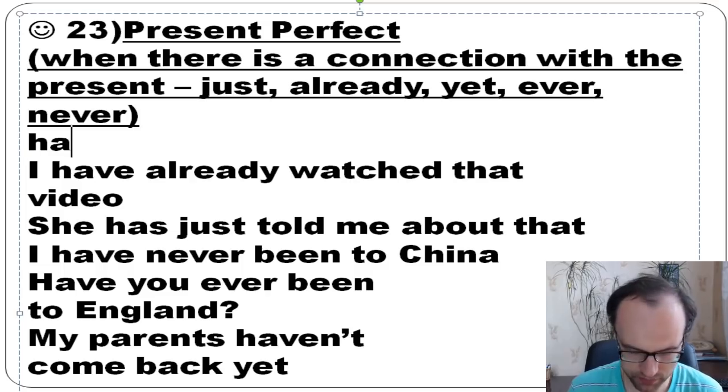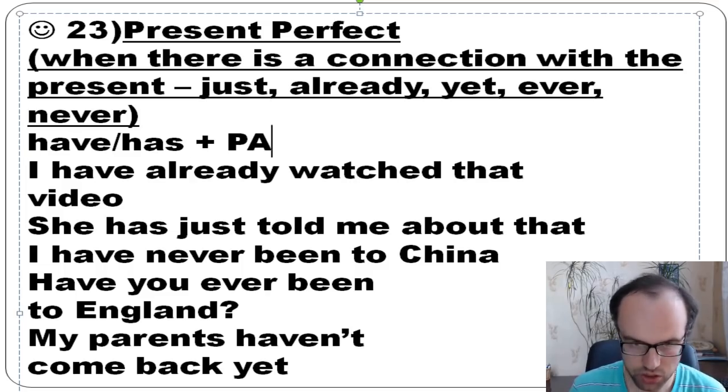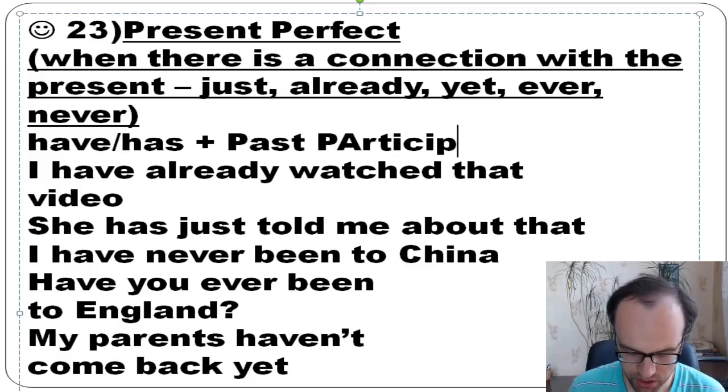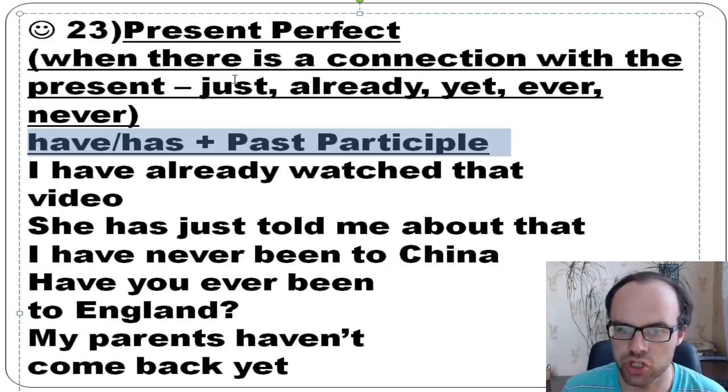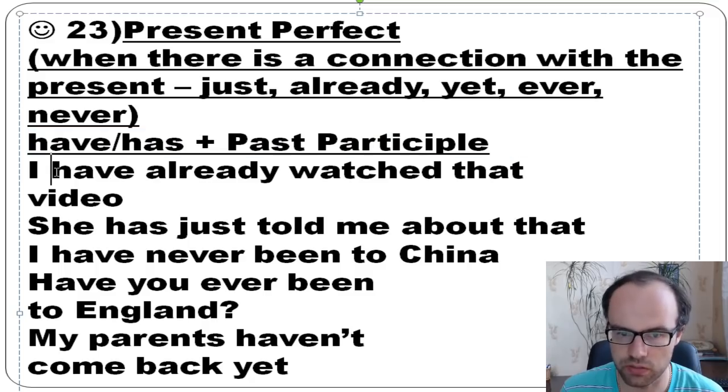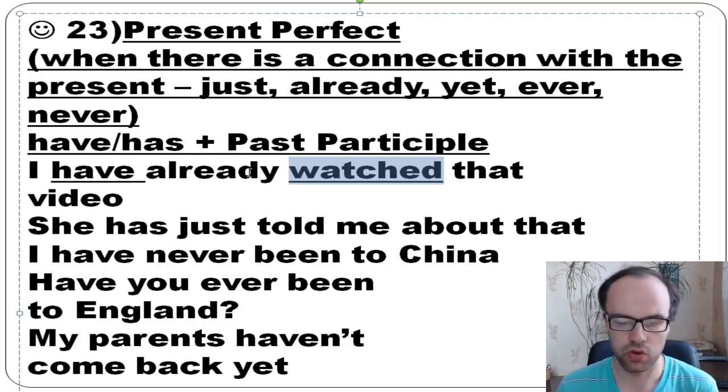So have or has plus past participle, okay? And we put just and already in the middle. We put yet at the end of the sentence, and we use ever in questions. Look, I have already watched that video. Have watched. Yeah, and we use already in the middle. So if we have already, we need to use present perfect. So this word tells us that we need to use present perfect.